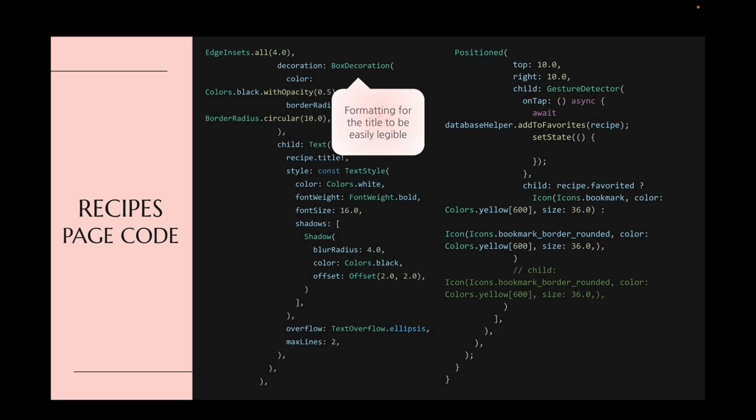And here we have some decoration for the recipe name. It's styled in a way so that it's legible. We use white text with a slight shadow on top of a half transparent black box. And then the bookmark icon uses the traditional yellowish gold color to stand out from the image.